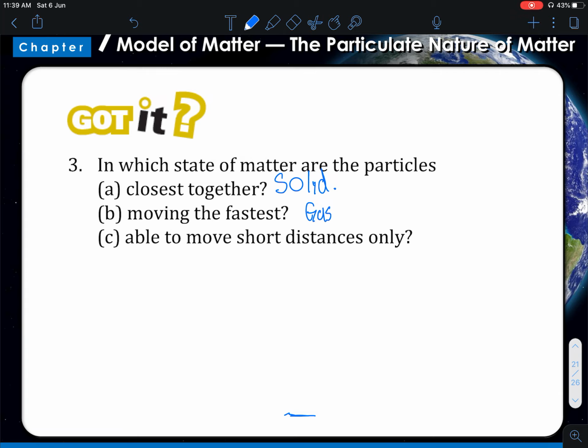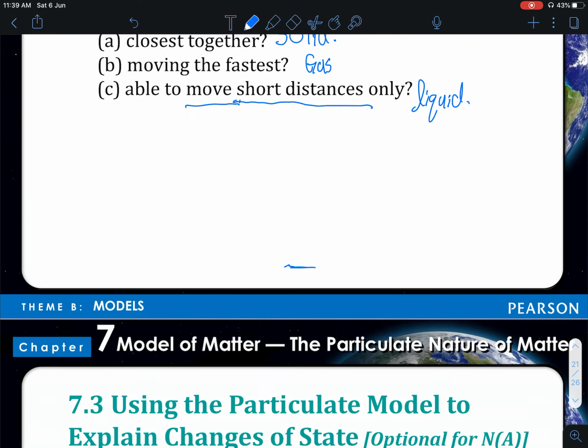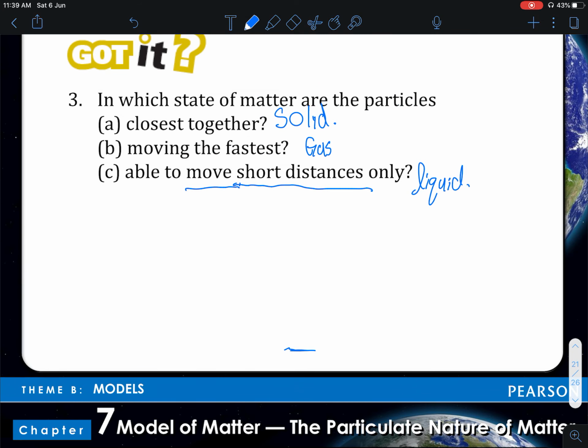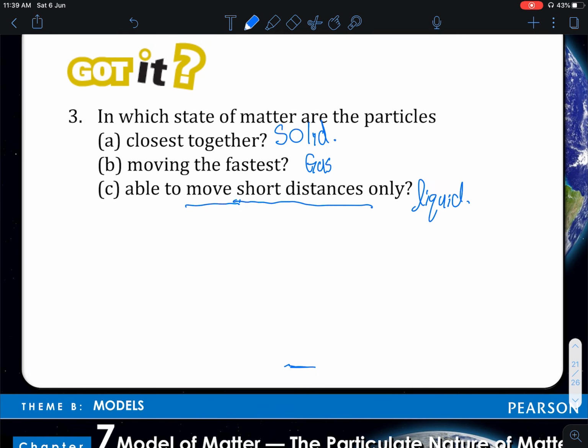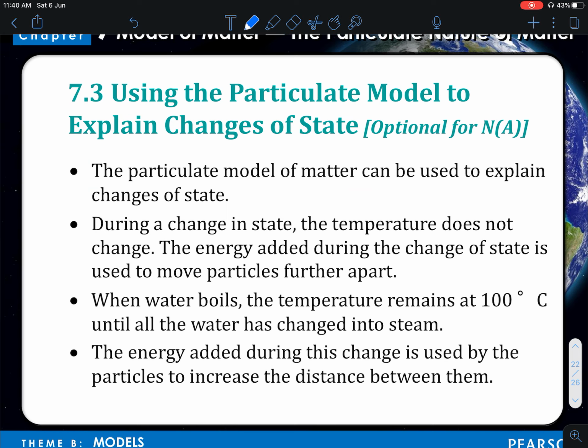Able to move short distance only. Okay, it's a bit tricky here. They say move short distance only. They never say cannot move at all. So if it says able to vibrate about its fixed position, that will be solid. But in this case, able to move short distance only, I would say liquid is the best answer. Okay, so we will stop here for this particular segment, and in the next segment, we will be talking more about how the particles move when there's a change in state.